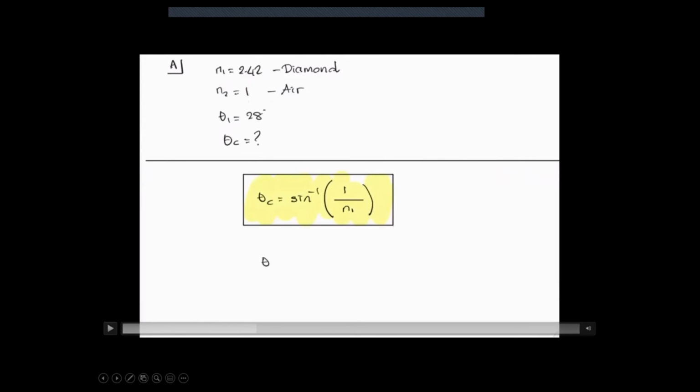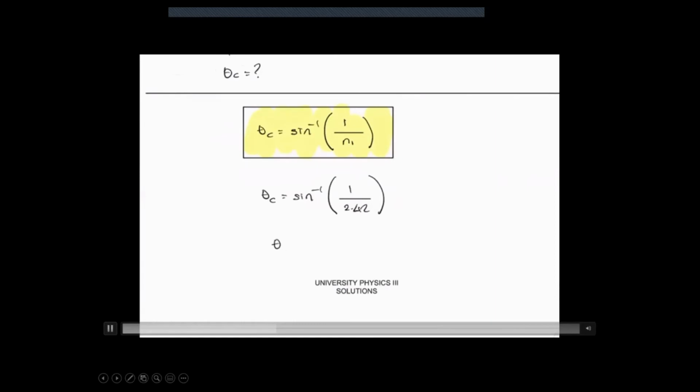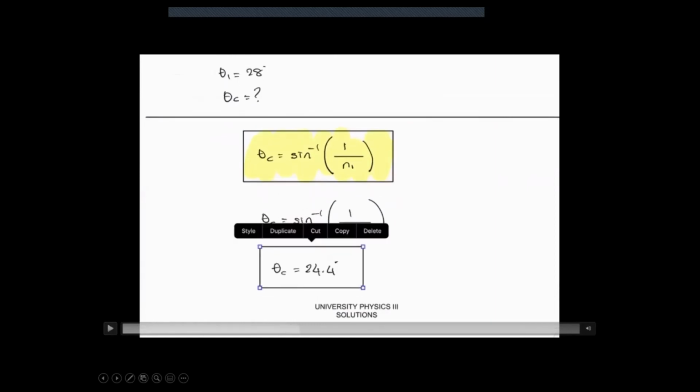If this angle is larger than the critical angle, then obviously it's going to be captured by the material, so there's going to be an internal reflection. If this angle is smaller than the critical angle, the light is going to escape. So let's figure out the critical angle. Hopefully I come up with a number this time. This is going to be 24 degrees. This is 28 degrees. Which means that it's hitting the boundary at an angle larger than the critical angle, which means that this light is going to be internally reflected.